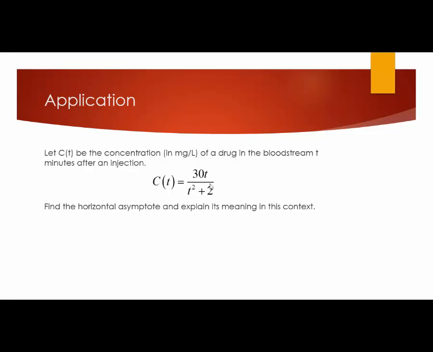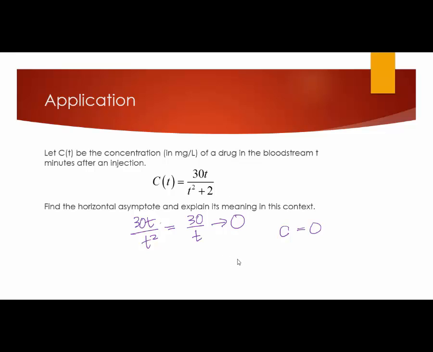So the horizontal asymptote, I want to look at the ratio of leading terms. This is equivalent to 30 over t, which as t gets large goes to 0. That means that our horizontal asymptote is y equals 0, or in this case, C equals 0. What does this mean? Well, a horizontal asymptote tells us what's happening at the ends, and in particular, since t is time, this makes most sense for t getting larger and larger.